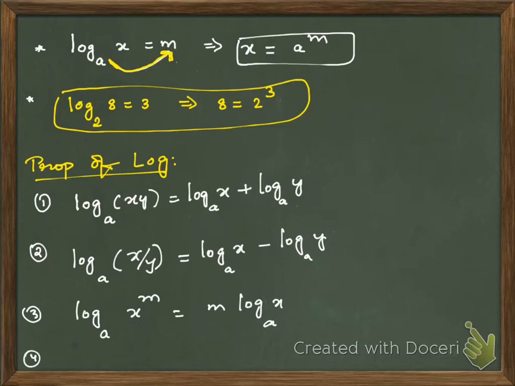And the fourth property that you have is, I don't have space, so I will go to the next slide. You can copy this, and then on the next slide, the fourth property in logarithms is log x to the base y. I can rearrange it and write it as log x to the base a whole divided by log y to the base a.